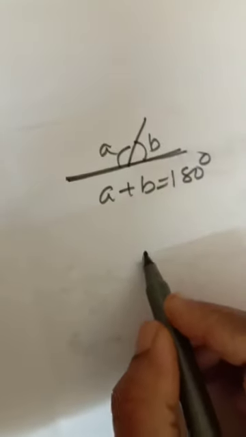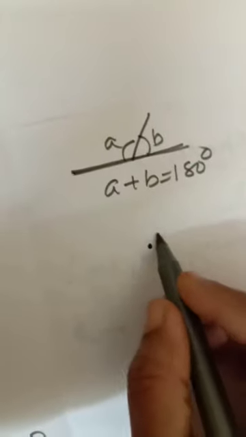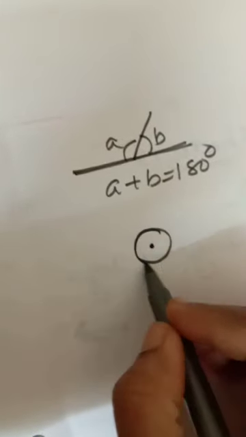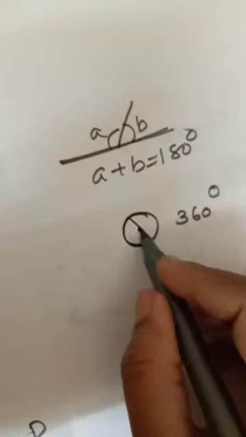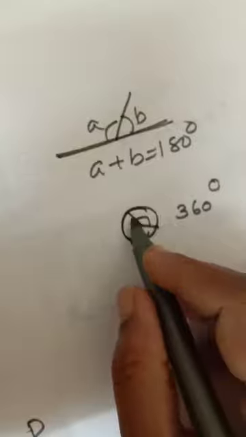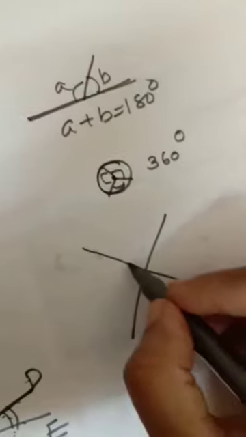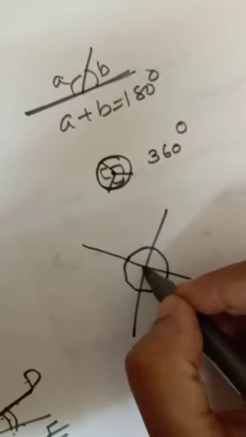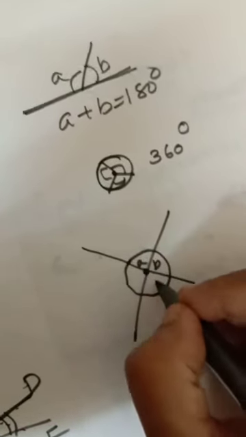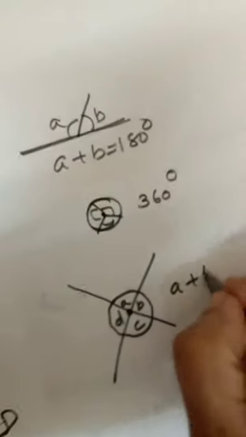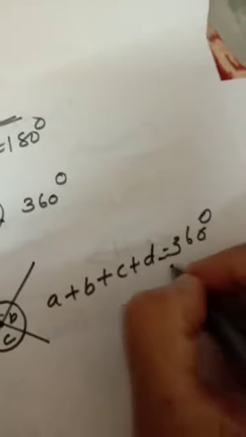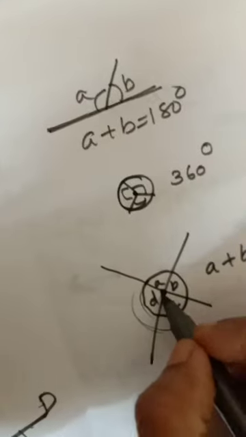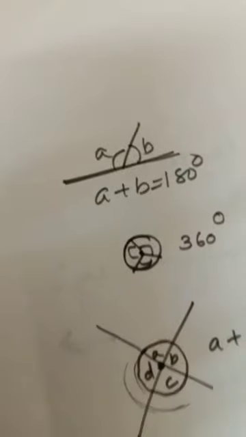Then angle around a point. When you add the angles around a point, you will get 360 degrees. That is called a complete angle. Suppose, see, these three angles you add, you will get 360. Around a point, this point, around A, B, C, D, you will get A plus B plus C plus D equal to 360 degrees. Angle around a point is 360.